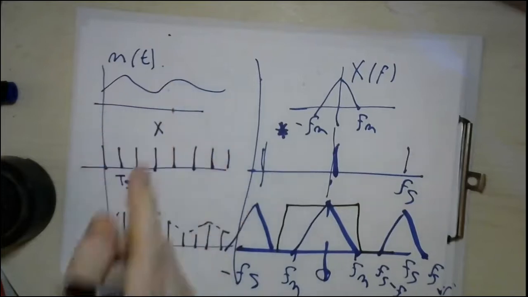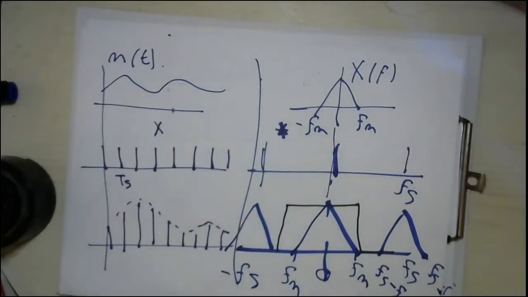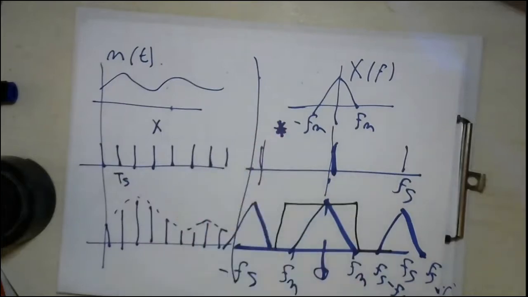Please remember the word smoothing filter. What you are doing now is smoothing your signal. You start from this digitalized signal and you are smoothing your signal back. That's why we call the low-pass filter a smoothing filter.